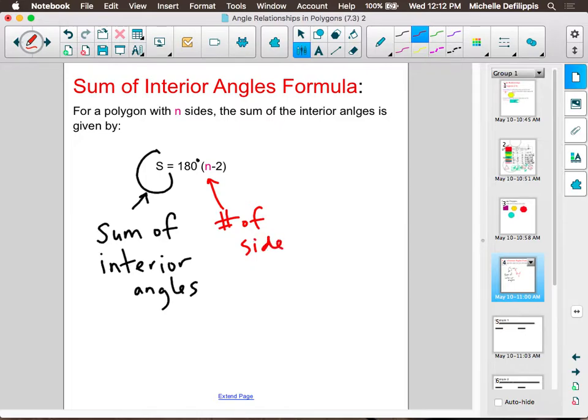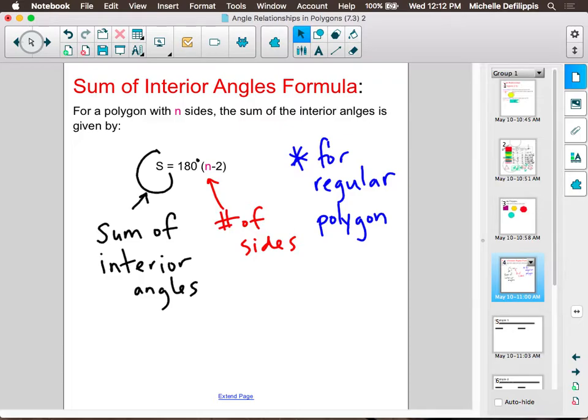So in the case of a triangle, there are 3 sides, right? In the case of a hexagon, there are 6 sides. So if you take the 180 and you multiply that by your polygon's number of sides minus 2, you should get the sum of all the interior angles for that shape. Now once again, you can only use this equation if you are looking at a regular polygon, where all the sides have equal lengths.